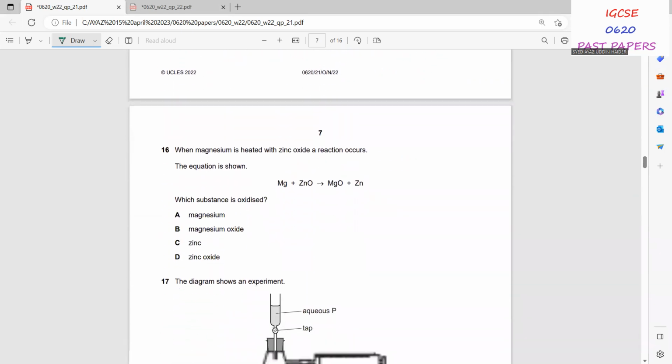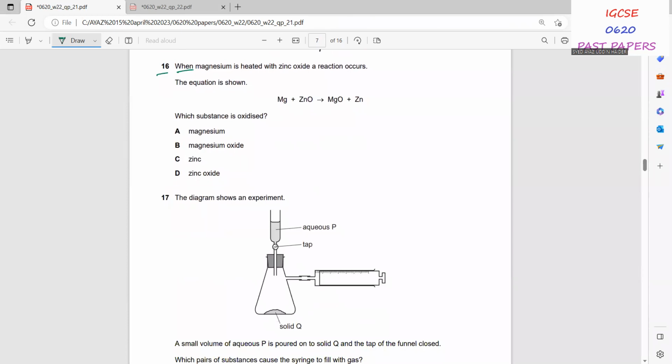Number 16. When magnesium is heated with zinc oxide, a reaction occurs. The equation is shown: Mg plus ZnO gives MgO plus Zn. Which substance is oxidized? Magnesium has gained oxygen, so it is the one which is oxidized. So automatically choice A will be the right answer for this question.